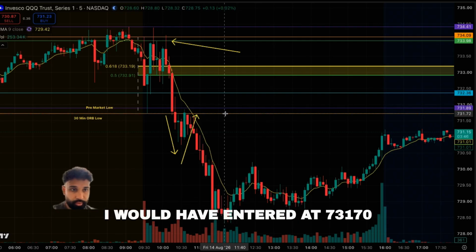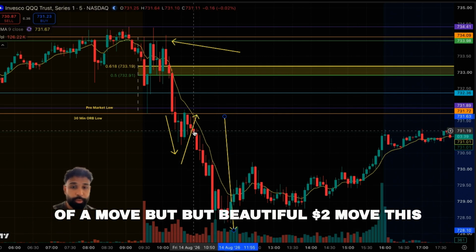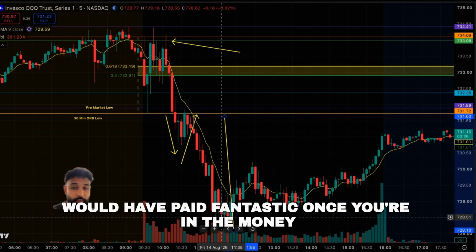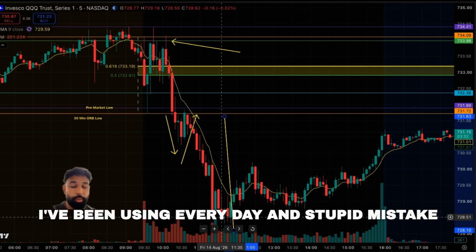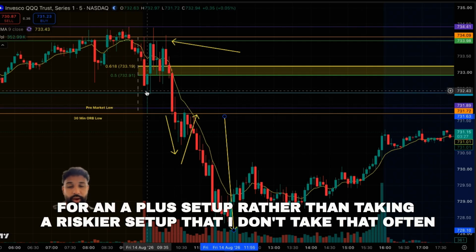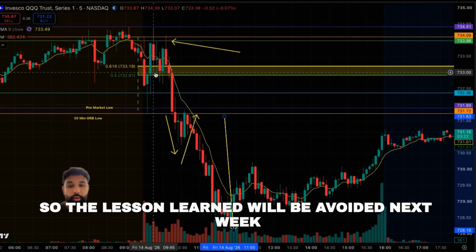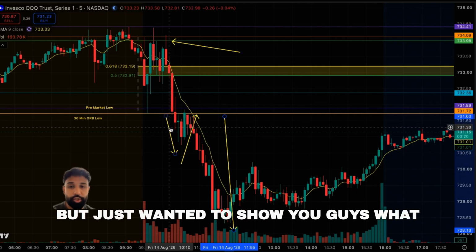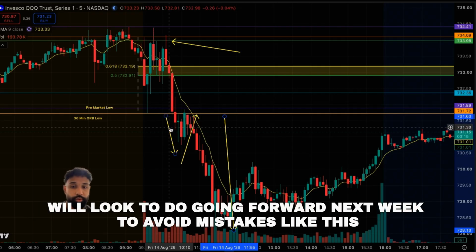So I would have entered at 731.70, and again, as you can see here, a little slower of a move, but beautiful $2 move. This would have paid fantastic once you're in the money. And again, this is the same exact strategy that I've been using every day, and stupid mistake on my part to just not stay patient and wait for an A+ setup rather than taking a riskier setup that I don't take that often. So the lesson learned will be avoided next week, but I just wanted to show you guys what mistake I made, what I could have done differently, and what I will look to do going forward next week to avoid mistakes like this.